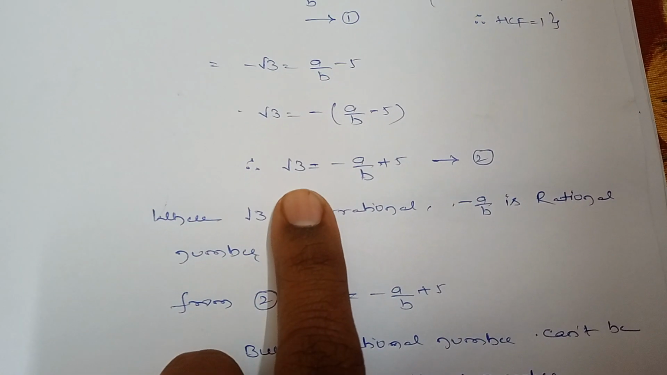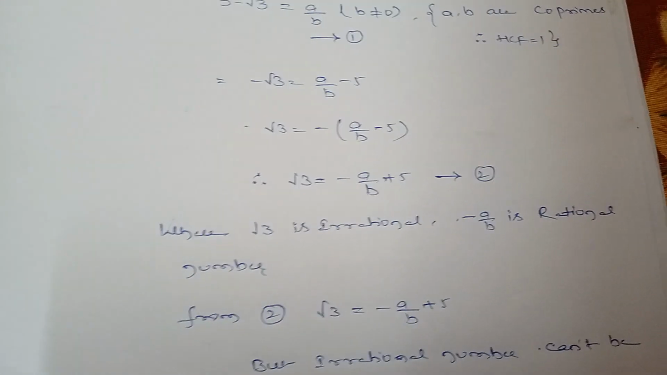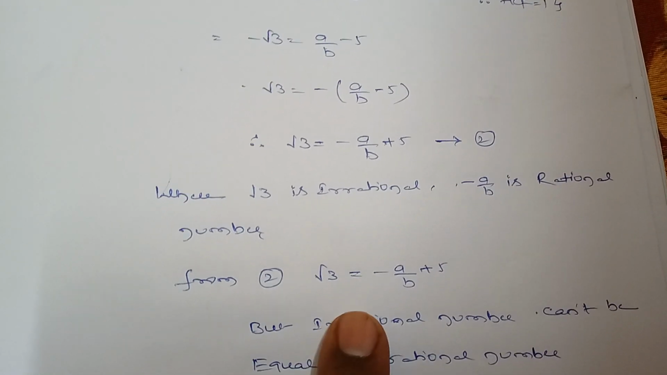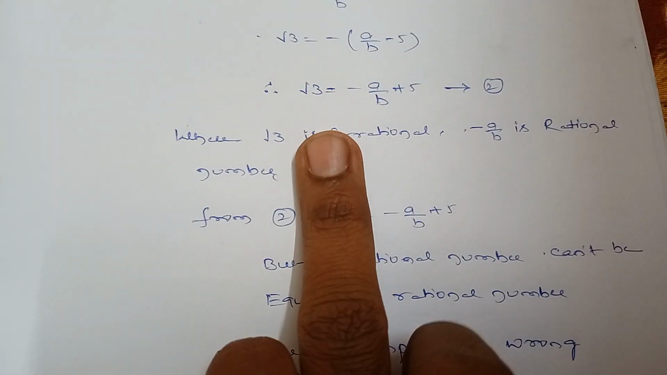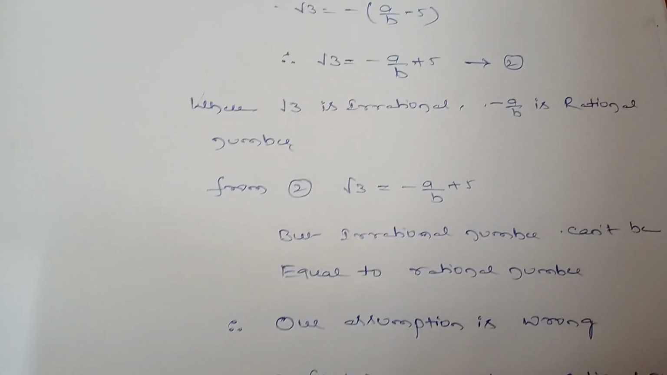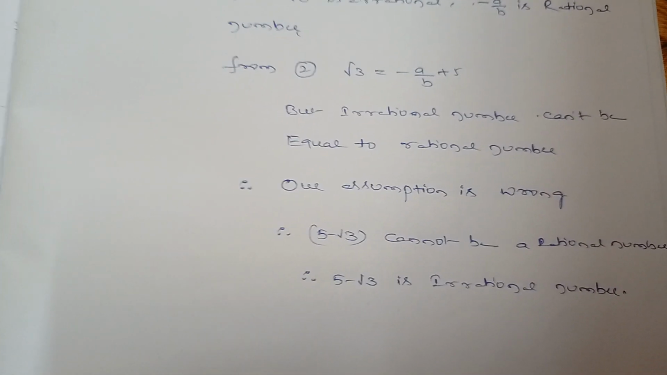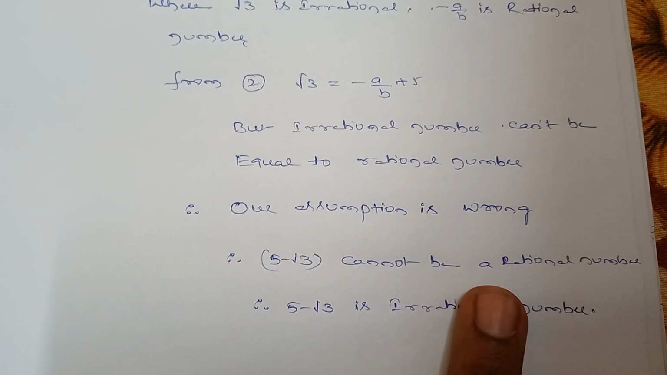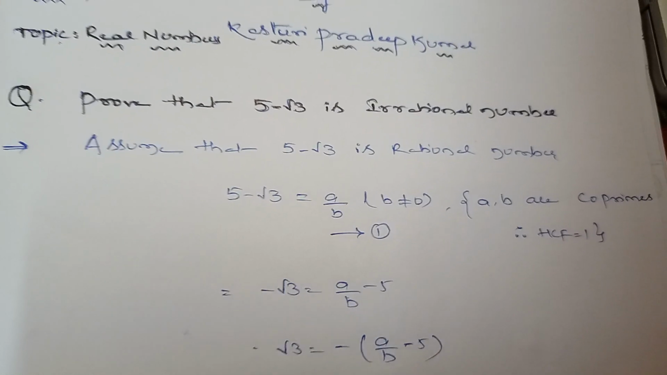We know that root 3 is an irrational number and a by b is a fraction, that is a rational number, right? Therefore, this cannot be equal, guys. An irrational number cannot be equal to a rational number, right? Therefore, our assumption is wrong. Therefore, 5 minus root 3 cannot be a rational number. It should be an irrational number, guys. I hope you understand this sum.